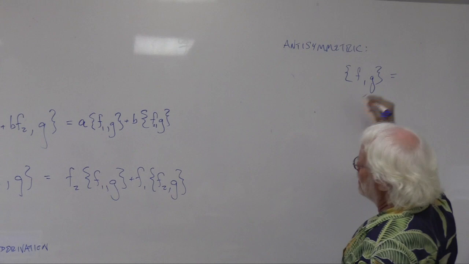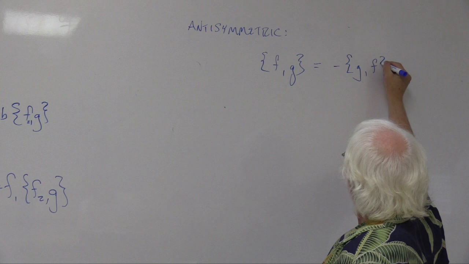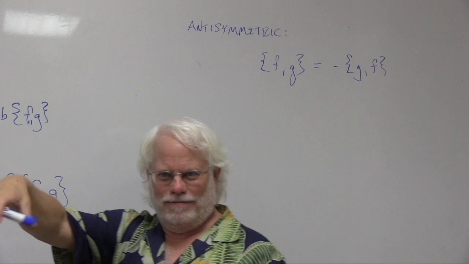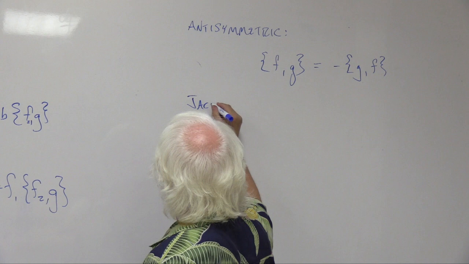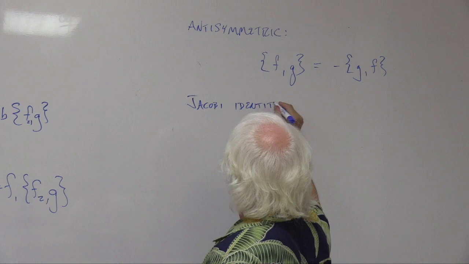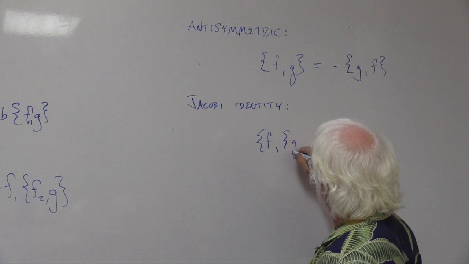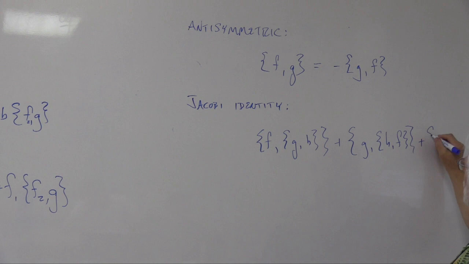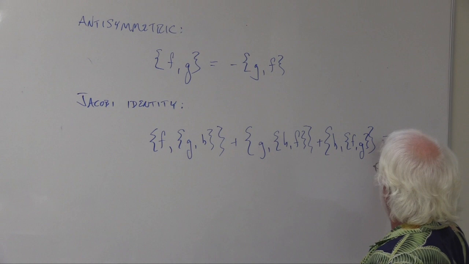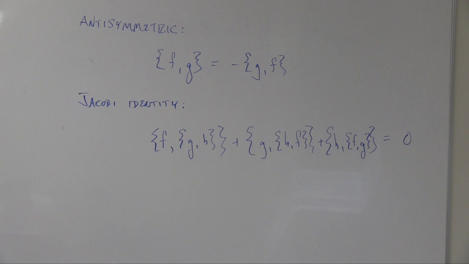F with G, you look at the definition, it's obvious it's anti-symmetric. If I interchange the two functions, I get the opposite sign. That's why if I put the Hamiltonian first, I needed the minus sign. It also satisfies this triple identity, the Jacobi identity. If I take any three functions and cycle them, adding the results, I get zero. And that's probably straightforward to prove. That would be a good exercise for Wednesday.